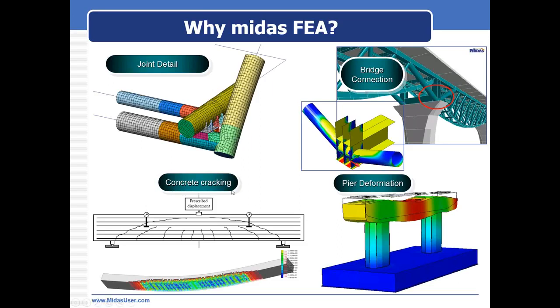Next is concrete cracking. In concrete cracking, FEA provides a total strain crack material model, where we can define the non-linear behavior of concrete, and we can define the cracking pattern. What we get as a result is the locations of smeared cracking, and we can also get the width of cracks as a result when we perform concrete cracking analysis. And this is very much helpful to bridge engineers.